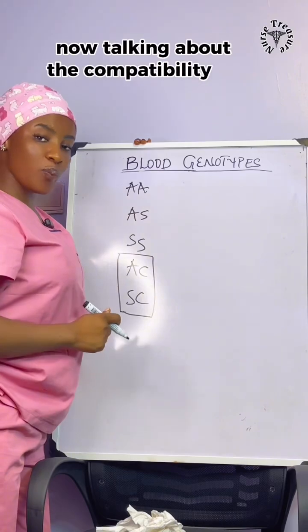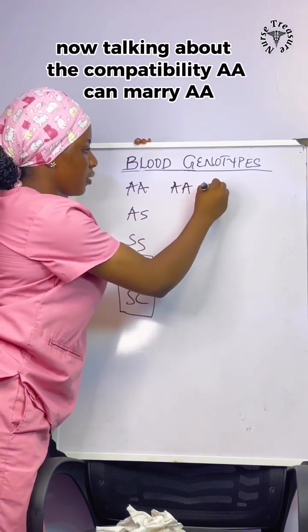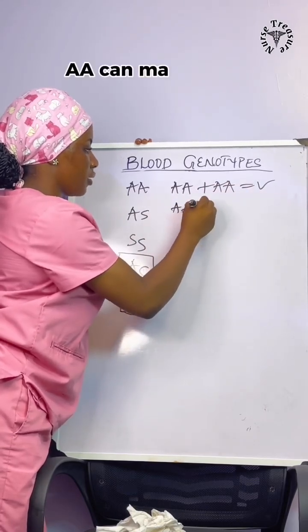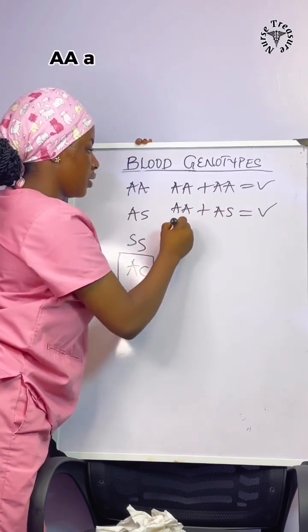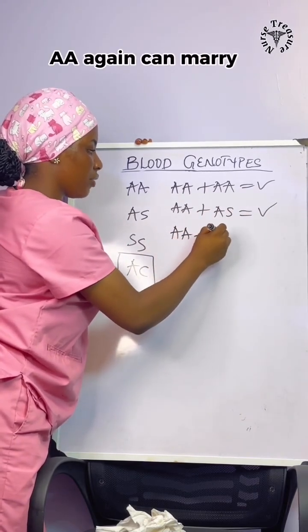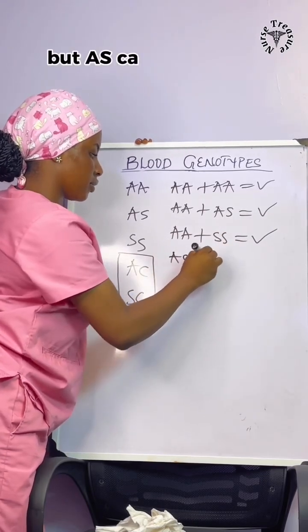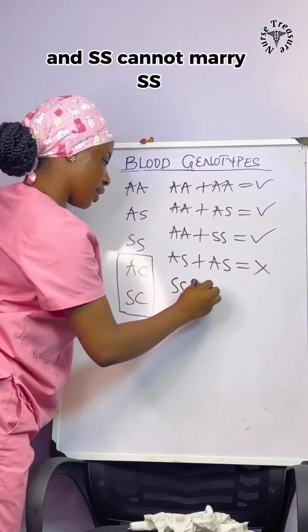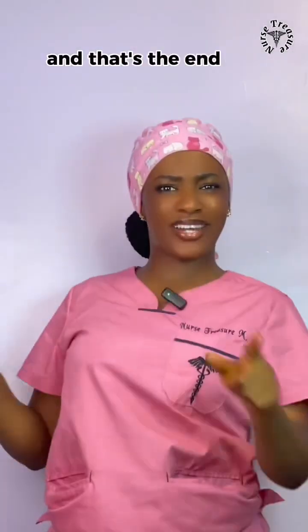Now, talking about the compatibility, AA can marry AA, AA can marry AS, AA again can marry SS, but AS cannot marry AS, and SS cannot marry SS. And that's the end of our lecture.